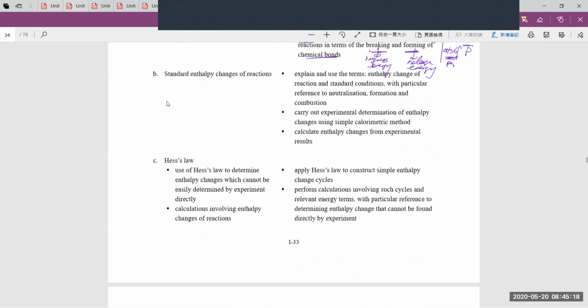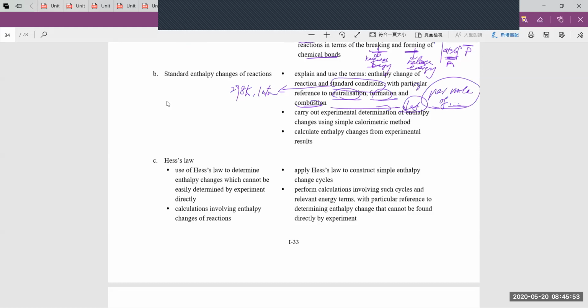And what's next is the standard enthalpy change of reaction. Of course, you need to define what is meant by standard conditions. As I said before, it is 298 Kelvin, 1 atm. With particular reference to neutralization, formation, and combustion, all those three terms, the definitions you need to know. For most of the time, we talk about the term per mole of something, so you need to memorize what is meant by per mole of what.